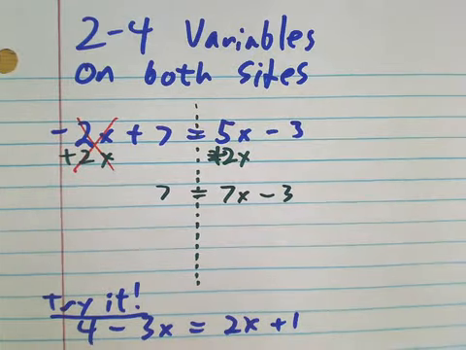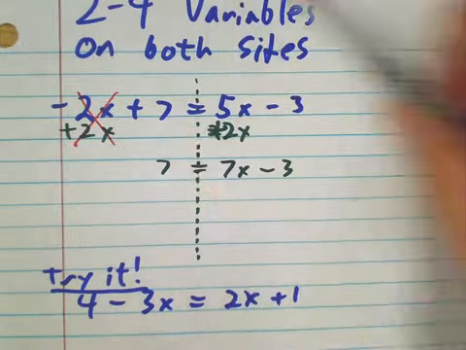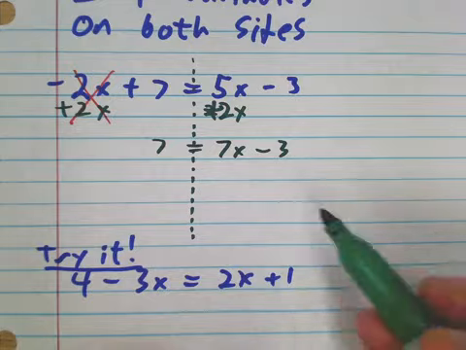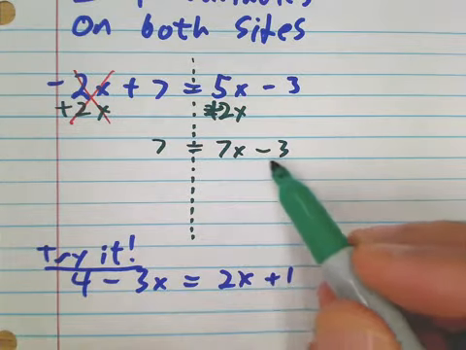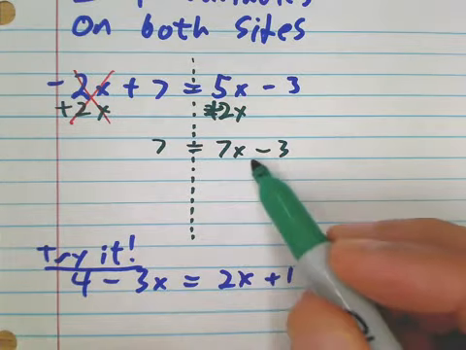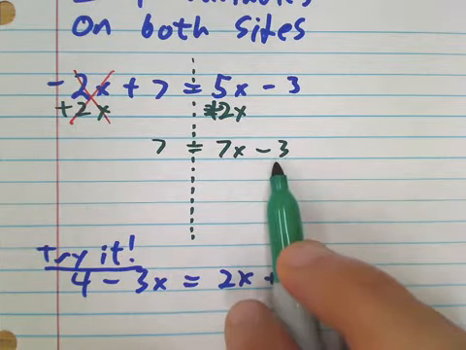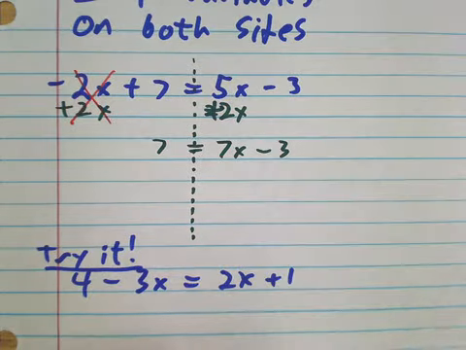Okay, good so far. Let me scooch that up a little bit. Okay, the next step, now I'm just going to look on the side with the x. I have 7x minus 3 over here. Get rid of the number that doesn't have the x first. So let's add 3 to get rid of that.